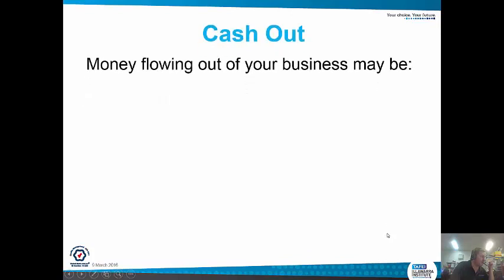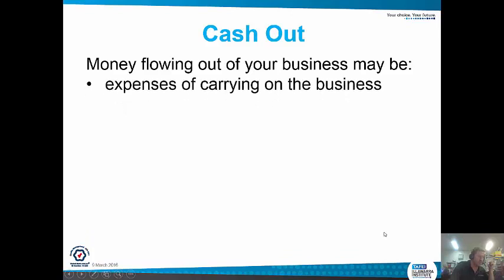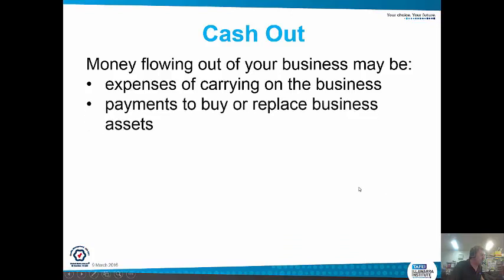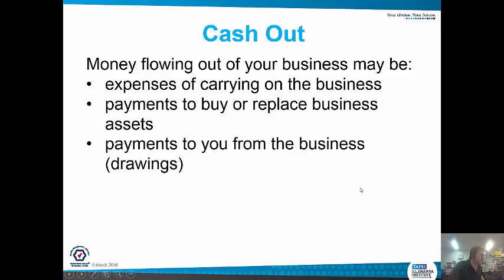Cash out, so money flowing out of your business may include expenses of carrying on the business, so that's cost for materials, workers, wages, items like that. Payment to buy or replace business assets. Payments to you from the business, so they're drawings, as I said before, with regards to staff, or drawings for yourself. And then obviously money lent to others.